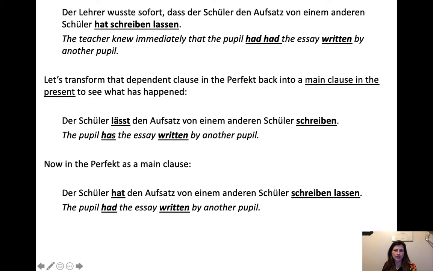So instead of saying he has the essay written in the present tense, we're going to say he had the essay written in the past tense. So that's how you do that. Hat schreiben lassen, past tense.